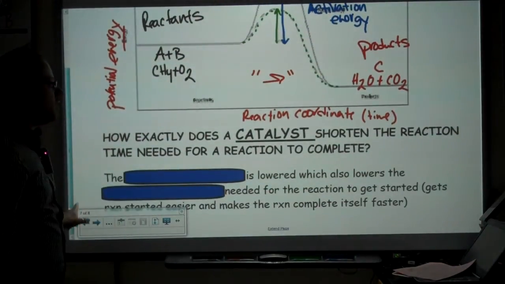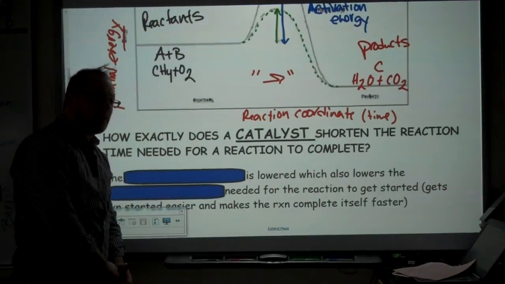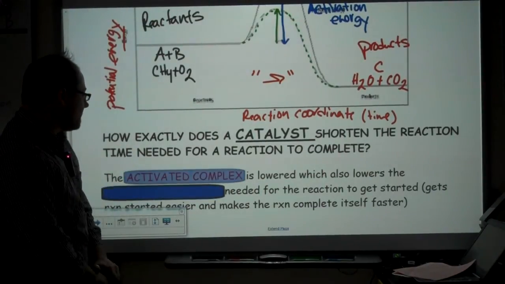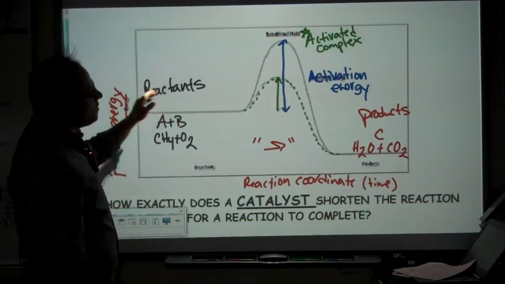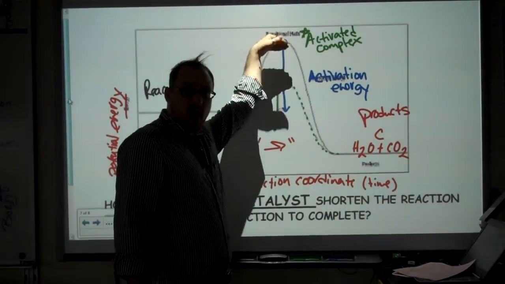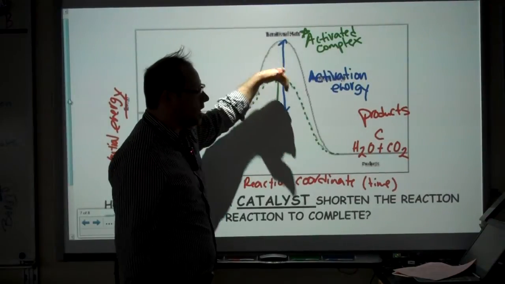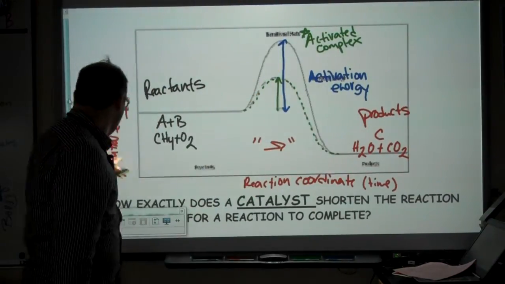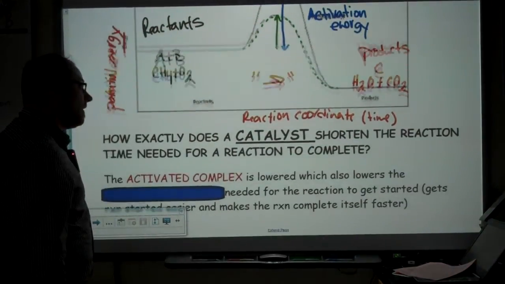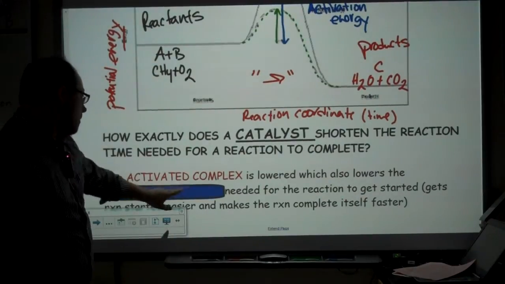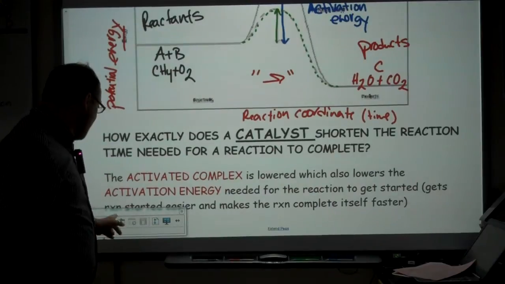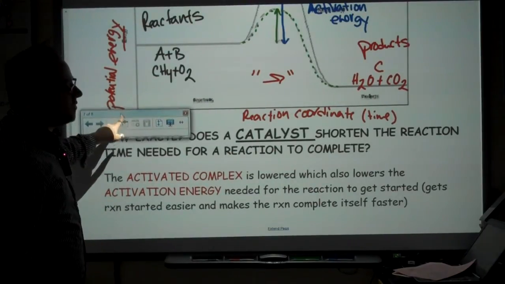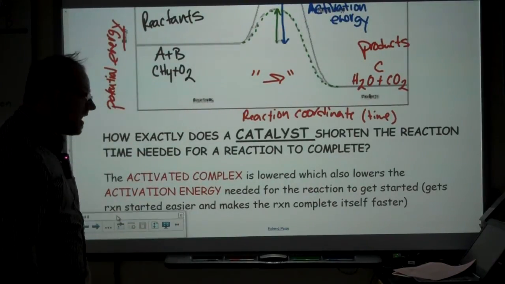A catalyst shortens the reaction time needed for a reaction to complete because the catalyst takes the activated complex and lowers the amount of energy. Normally we'd have to go up over this big hump, like a big roller coaster, but the catalyst lowers the height of that roller coaster. It lowers the activation energy needed for the reaction to get started. It gets the reaction started easier and makes the reaction complete itself faster.